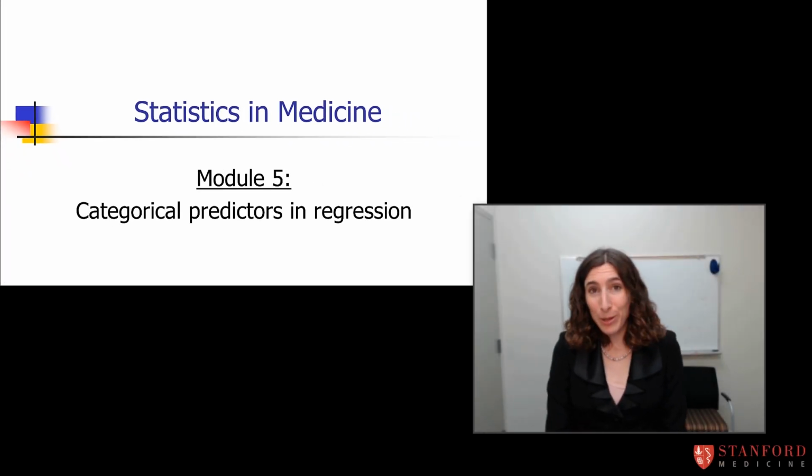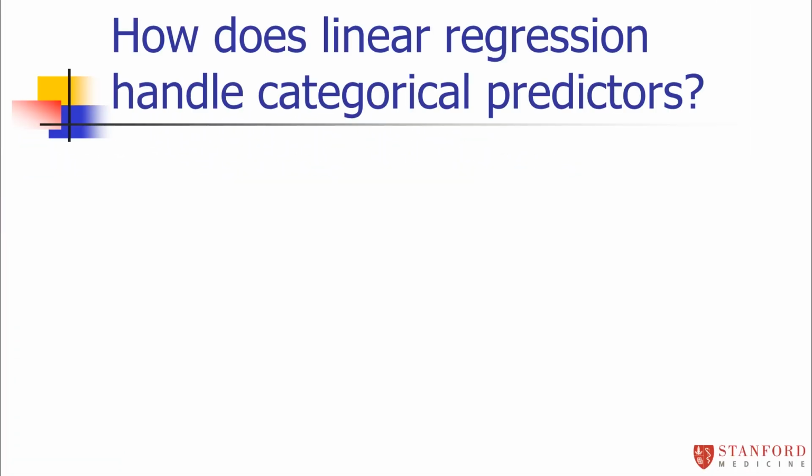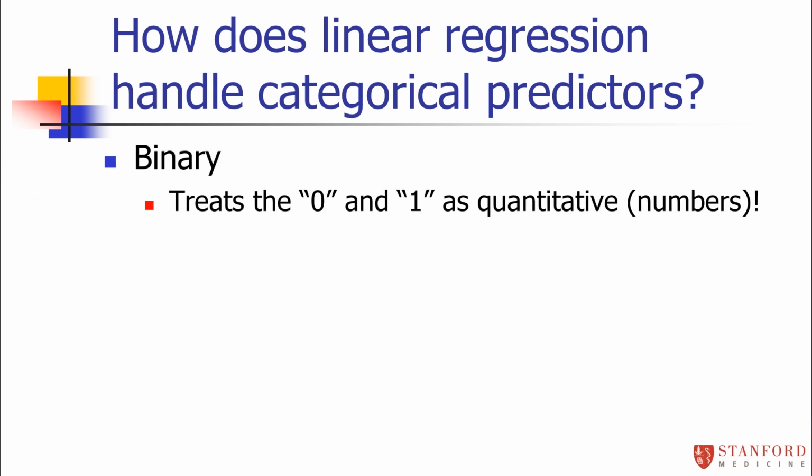In this next module, I'm going to show you how linear regression accommodates categorical predictors, and I'll also show you the link between t-test and ANOVA and linear regression. So how does linear regression handle categorical predictors? In the case of a binary predictor, it's actually really easy.